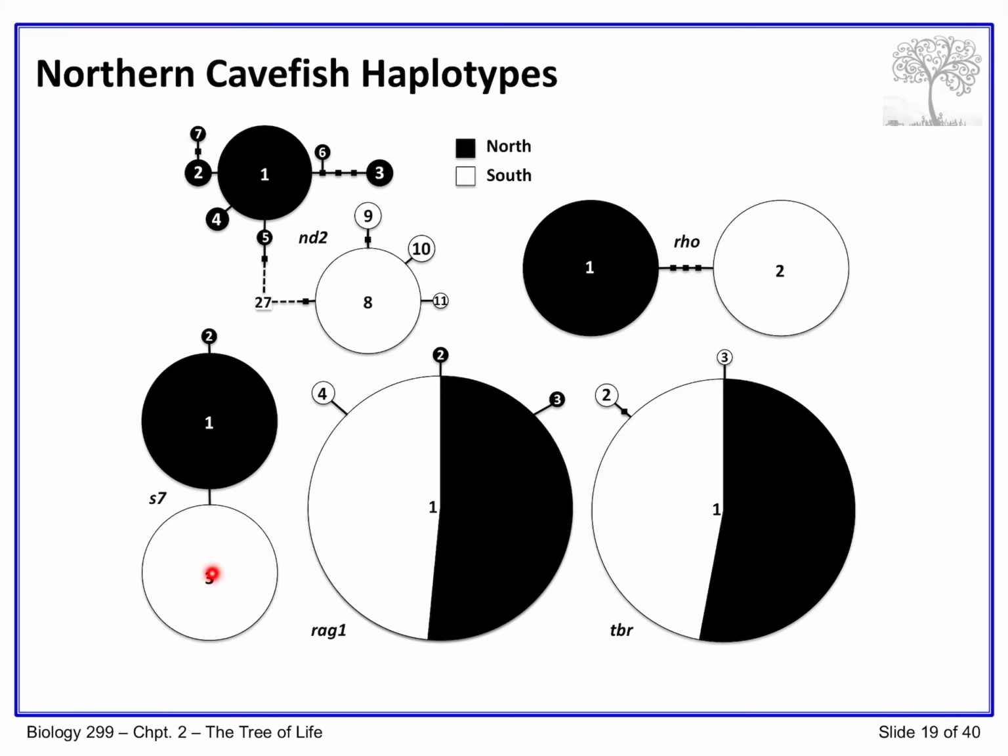But now look at the S7 gene. In Kentucky, you only have basically this one version of it. In Indiana, you have 2 versions of it. So this is a gene that's evolving very slowly. But again, a distinct collection of haplotypes for that gene in Indiana and a different distinct set in Kentucky. Same thing for RAG1. Same thing for TBR. Same thing for Rho gene. So all these genes are telling us the same thing. The Ohio River is a geographic barrier, and the haplotype network bears that out.